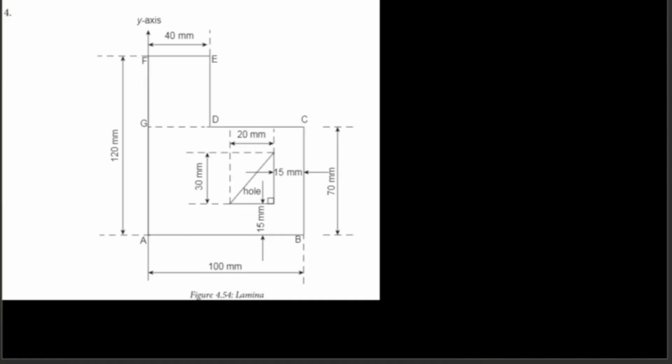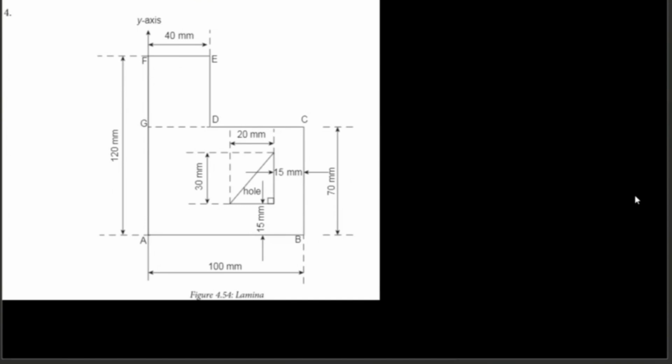Try question 4 and question 7. With 4 and 7, then we'll be done with lamina. Then the center of gravity of solid. Questions are not coming out from this aspect, but I'm still going to do maybe 2 questions from that part. Then we'll be done with the statics.